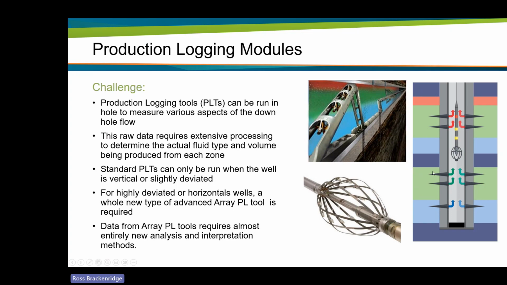One of the main challenges is the deviation. In a vertical well like this, you can use a standard production logging tool because the flow in the well is basically symmetrical, so measuring the middle gives you a good indication of across the bore. But if we go into deviated or horizontal wells, we need to change the technology to array tools that have sensors placed either up and down the borehole or around the borehole like this.